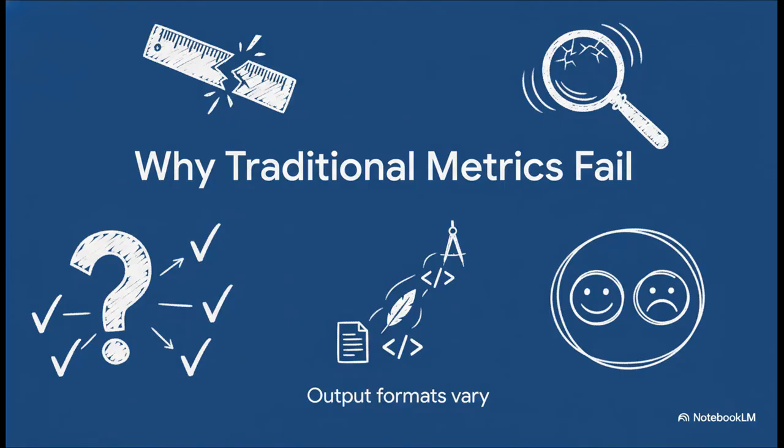Okay, so let's break down exactly why the old ways fail so hard. With an LLM, there's no fixed, correct answer to check against. The AI could give you a summary, a poem, a block of code. The formats are all over the map. And this is the big one. Subjective things like tone and style actually matter now. An answer can be 100% factually correct, but totally useless if it's rude or just impossible to read.